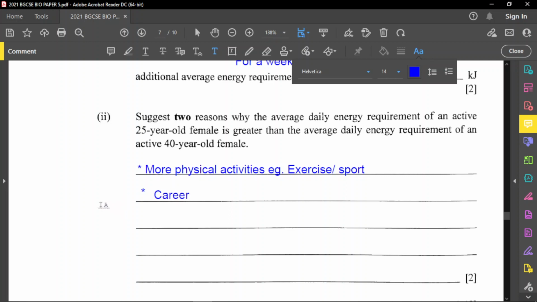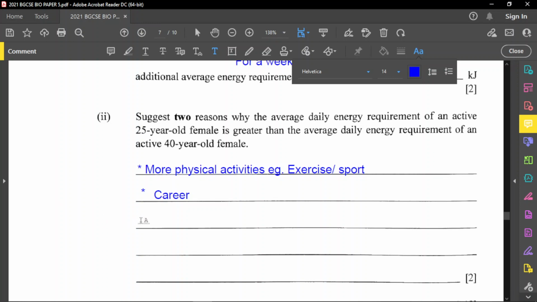So the next possible thing right here is the career as well, right? If they're both active, they're both working, but the 25-year-old may be working on a production line or in a company where the person will be walking up and down more, have to be more active. While the 40-year-old could be sitting in the office for the whole day, or in a job at the desk, or a job that requires little to no movement, really. That could be a big difference in terms of the energy requirement per day.